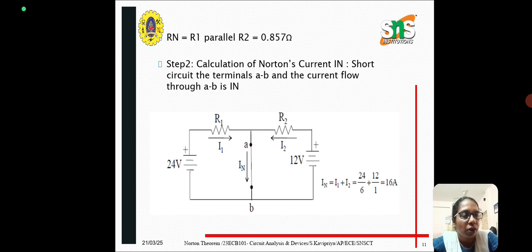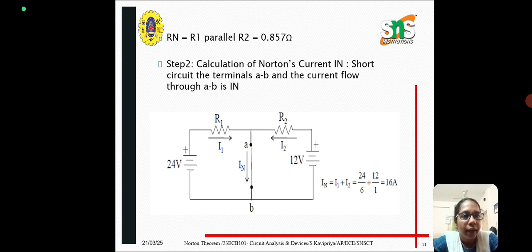To find the Norton's current, we have to remove the load terminal and short circuit the terminal AB, and find the current that flows across the terminal AB. In this circuit, the current that flows across the terminal AB is the Norton's current.